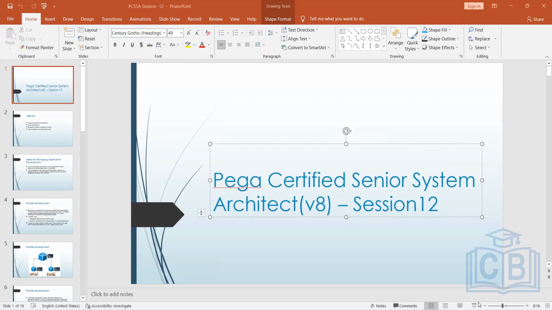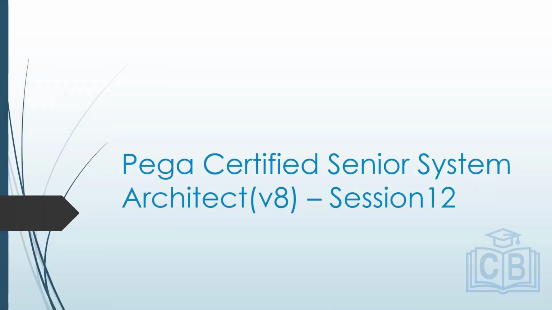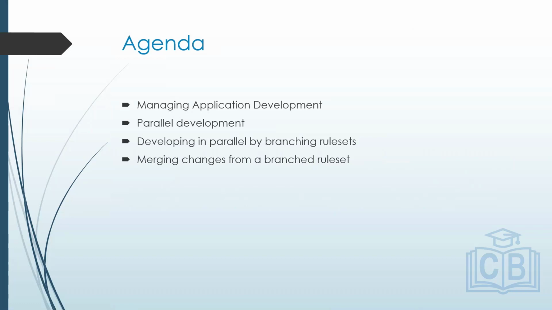Today we'll be talking about something interesting, and I think this is something we do on a daily basis: parallel development. So when different teams or different people are involved in building an application, how would we do it? Probably they might need to work on the same rules.